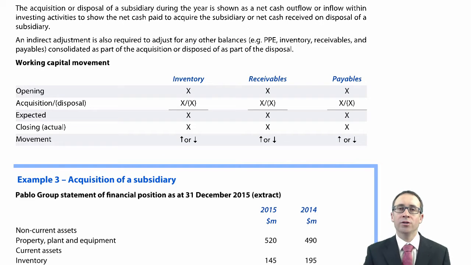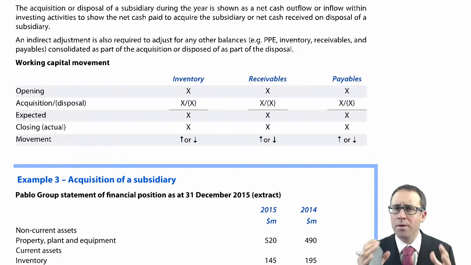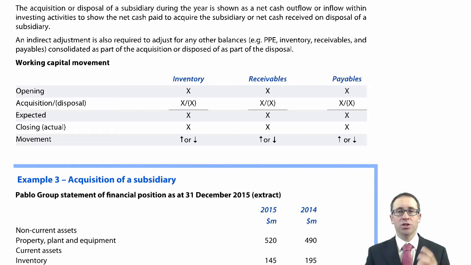We're now going to spend a little bit of time having a look at how to deal with the acquisition and or the disposal of a subsidiary within a group statement of cash flows question. Now, in the real world, there are likely to be acquisitions and disposals that take place during a year. You'll be glad to know that in our exam, it's going to be one or the other. It won't be both. You will either have an acquisition or you will have a disposal.